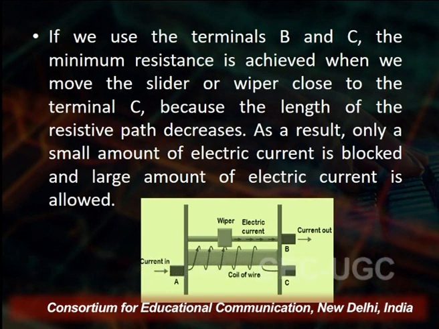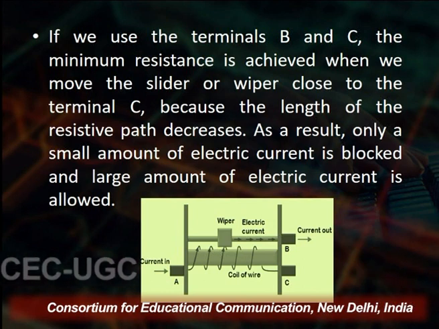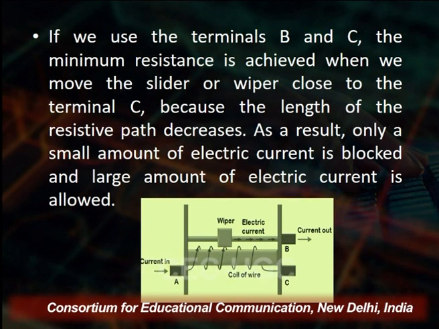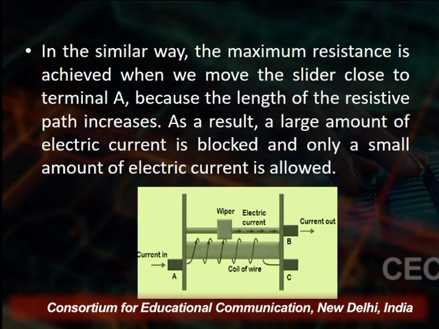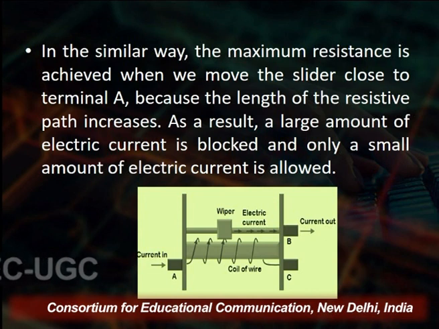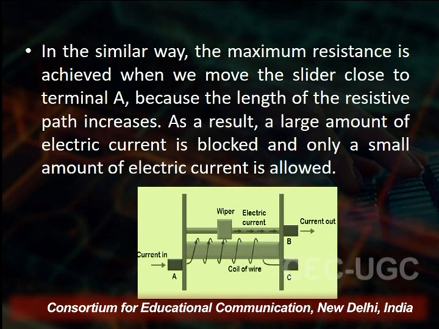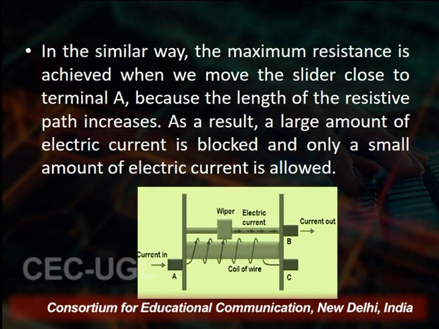And if we use terminals B and C, on the right hand side, the minimum resistance is achieved when we move the slider or the wiper close to terminal C, because the length of the resistive path decreases. As a result, only a small amount of the current is blocked and a large amount of the electric current is allowed. In a similar way, the maximum resistance is achieved when we move the slider close to terminal A, because the length of the resistive path increases. As a result, a large amount of electric current is blocked. Only a small amount of electric current is allowed.